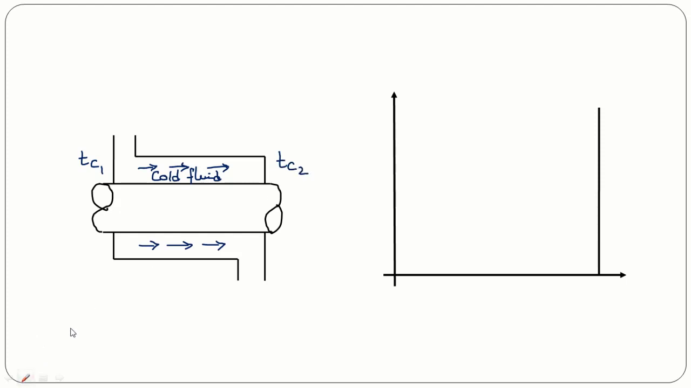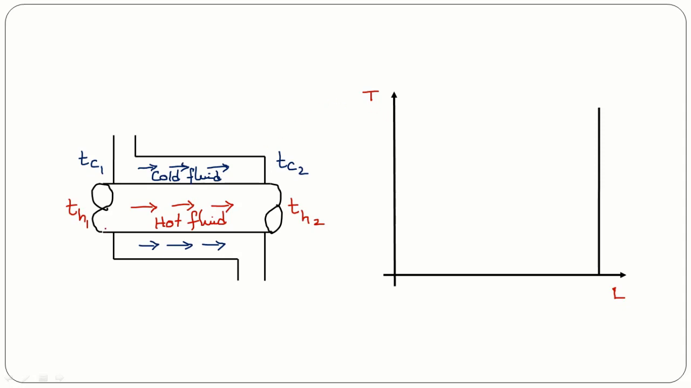Now, as this is a parallel flow heat exchanger, let us consider the hot fluid is also flowing in the same direction as the cold fluid. So hot fluid inlet temperature is Th1 and exit temperature is Th2. Now, if we draw a graph between temperature versus length of this heat exchanger, the hot fluid inlet temperature will be the highest temperature of all these four temperatures.